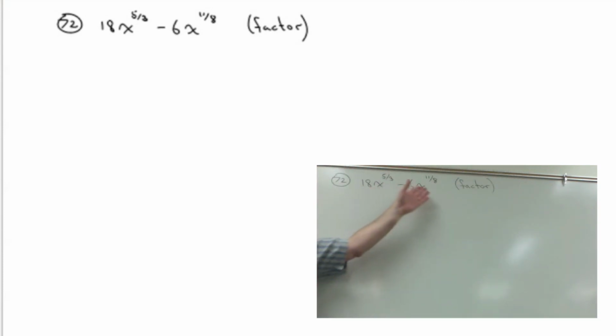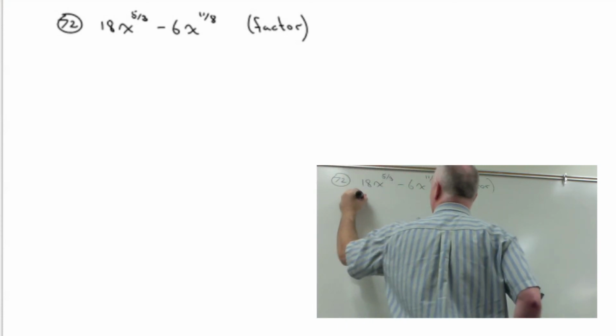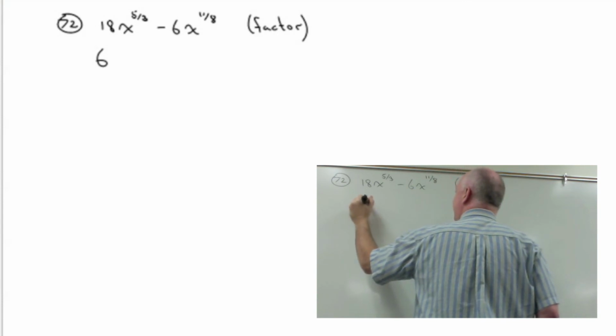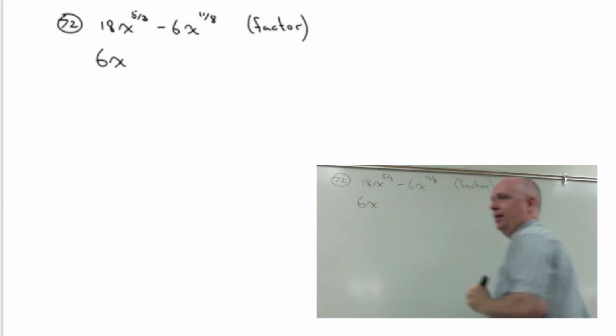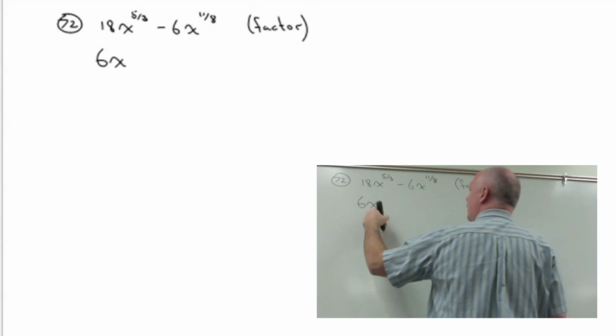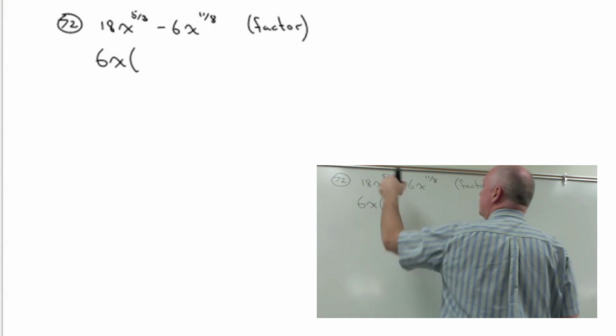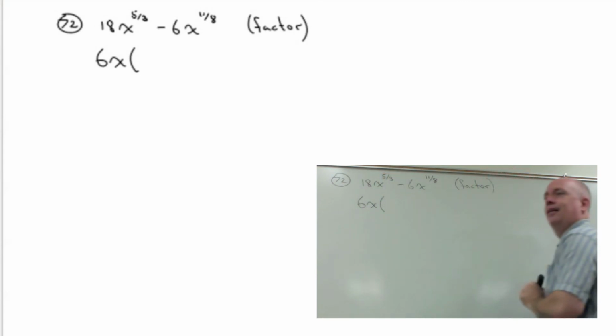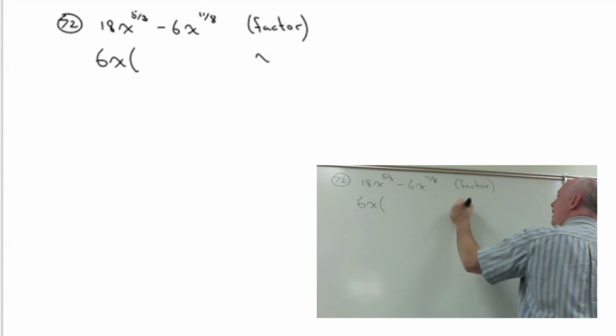What factors do these two terms have in common? Well, they definitely have a 6 in common, so I'll kick out the 6. What else do they have in common? An x. Now, the book tells you to just factor out the x. When we get to college algebra, I'm going to change that all up on you. So I'm going to kick out a 6 and an x. So what does that do to x to the 5/3?